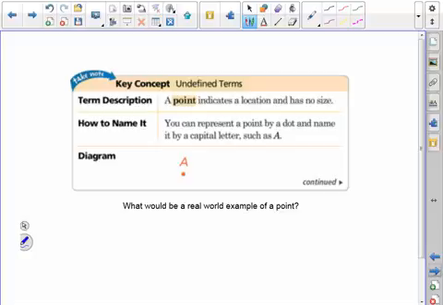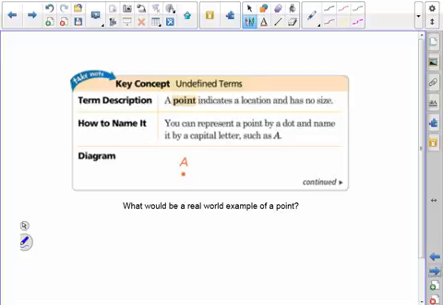So here, this is what a point is. A point just shows you where something is. It doesn't have any size, it doesn't take up any space, it's 0 dimensions. The way that we generally represent it is with a dot and a single capital letter. Now, what I want you to do here, there's a question at the bottom that says, what is a real world example of a point?